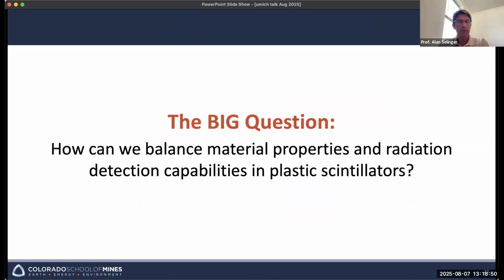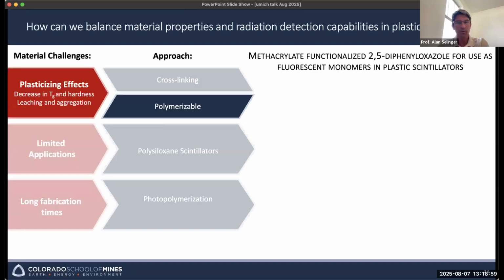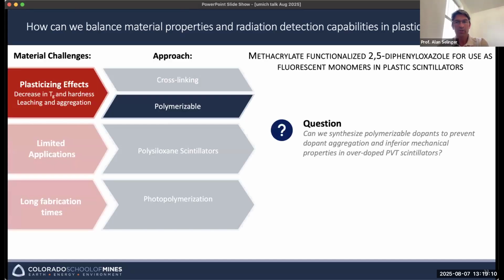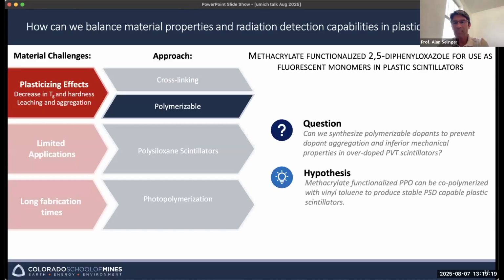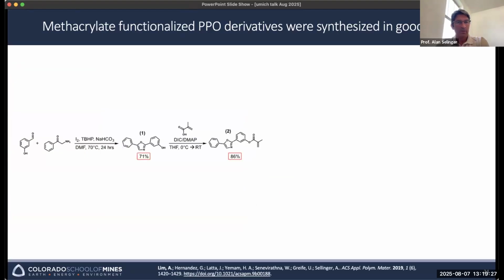So the big question is, can we make these pulse shape discrimination based scintillators that have good mechanical properties? And the way that we do that is, as chemists, we want to make reactive dopants. So the question is, can we synthesize these reactive dopants that can be incorporated and overdoped in the PVT to have good mechanical properties?